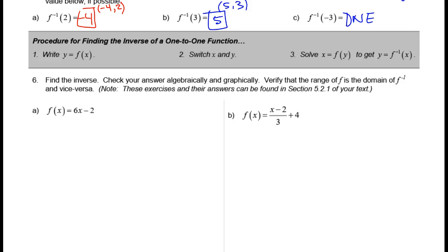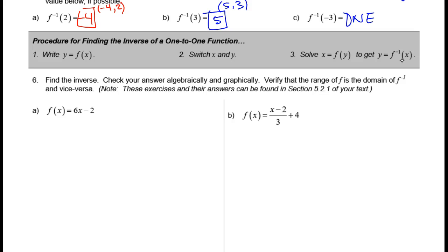You write y equals f of x, and then you switch x and y, and then you solve x equals f of y to get y equals f inverse of x. So that might not sound obvious. I'm going to go ahead and show you a couple examples, and hopefully it'll be more obvious.